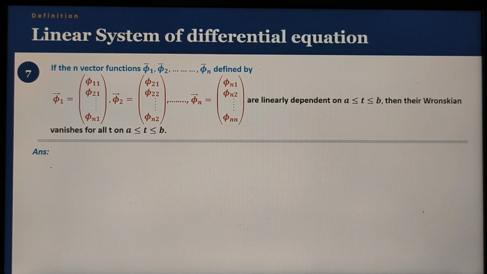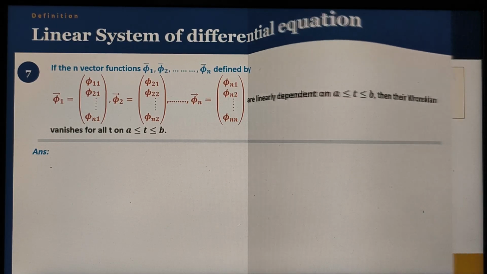Next is the linear system of differential equations. So the question is: if the n vector functions phi1, phi2, ..., phi n, where phi1 is a column vector, phi2 is also a column vector, up to phi n also a column vector, are linearly dependent on a ≤ t ≤ b, then their Wronskian vanishes for all t on (a, b).